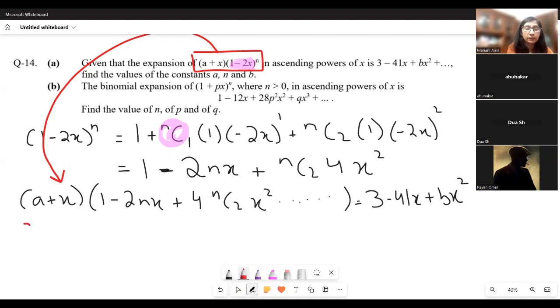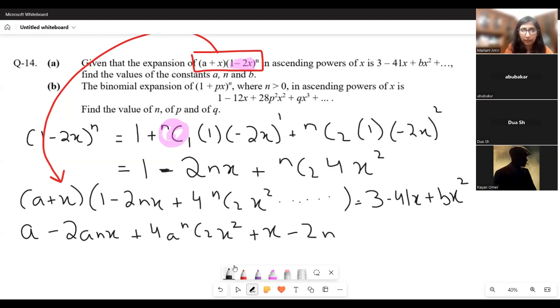So we get a plus, minus 2anx and plus 4anc2x squared. And I'm going to multiply x with everything, plus x minus 2nx squared. And the third term is going to be x cubed term, which is not required. So I'm not writing that. So 3 minus 41x plus bx squared.